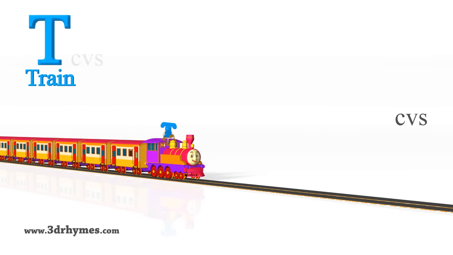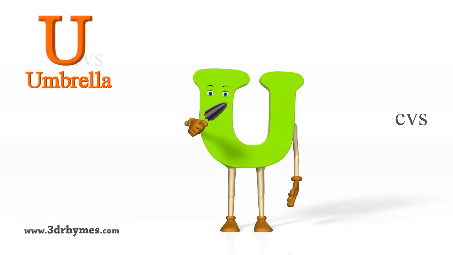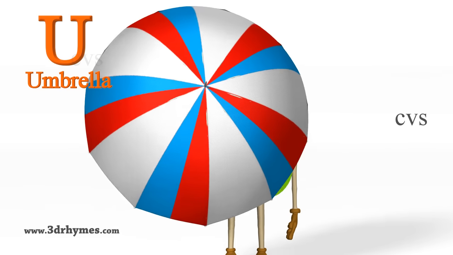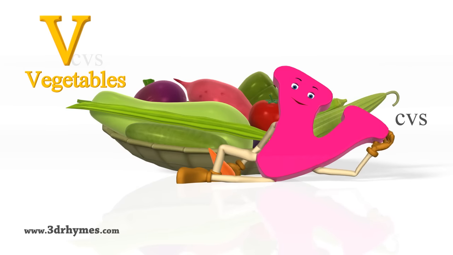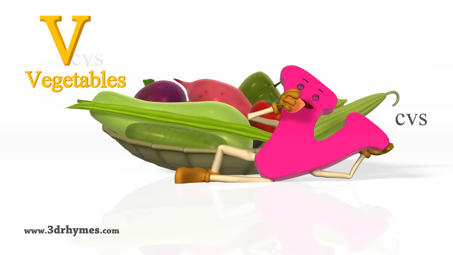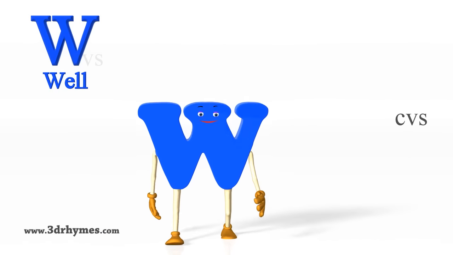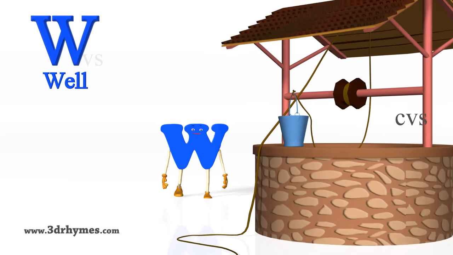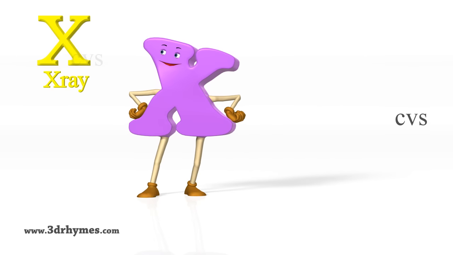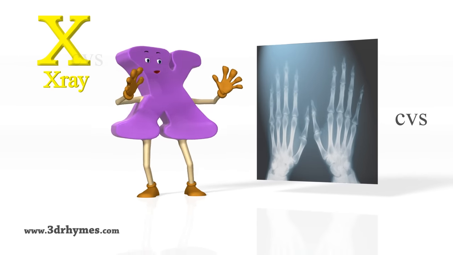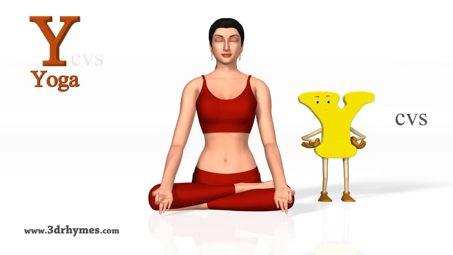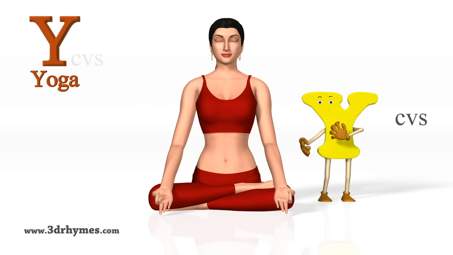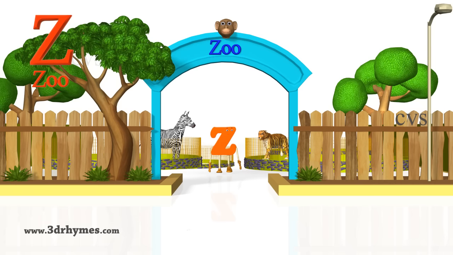U for umbrella. V for vegetable. W for well. X for x-ray. Y for yoga. Z for zoo.